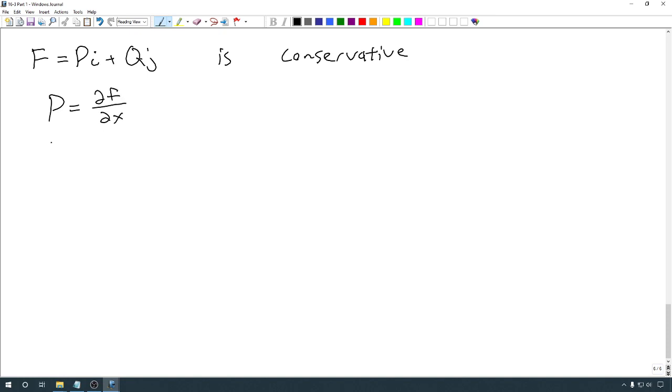Well, one thing we can do is look at derivatives. If we start with some vector field F equals Pi plus Qj, and we already know it's conservative, what does that mean about P and Q? Well, that does mean that there is some little f, some potential function, where P is equal to the derivative of f with respect to x, and Q is equal to the derivative of f with respect to y. If we look at the derivatives of P and Q, what does that mean? Well, it means that we're looking at the second derivatives of little f.